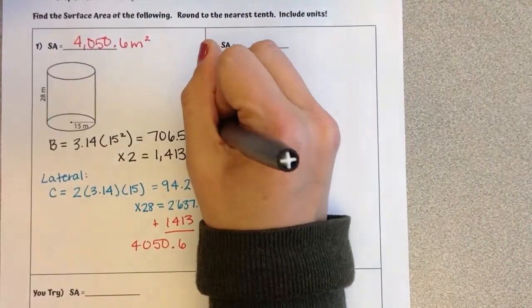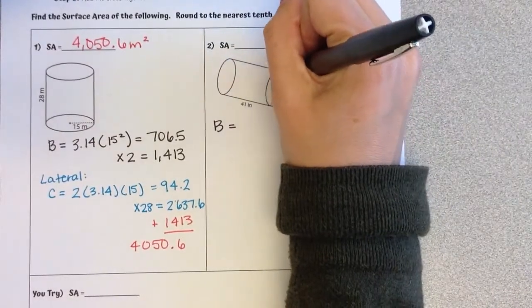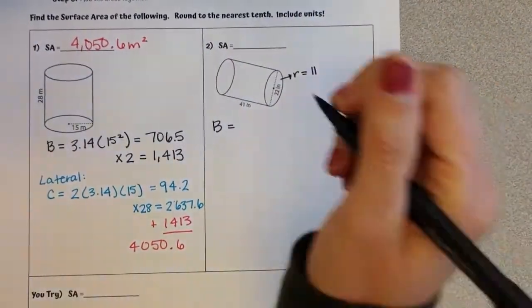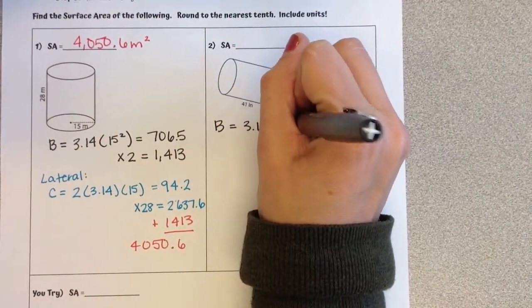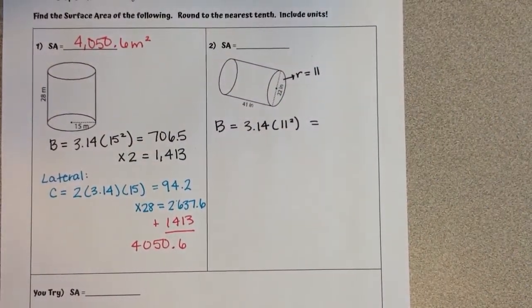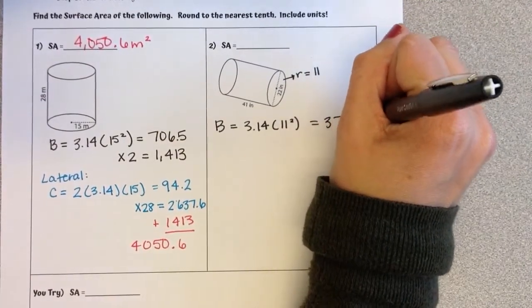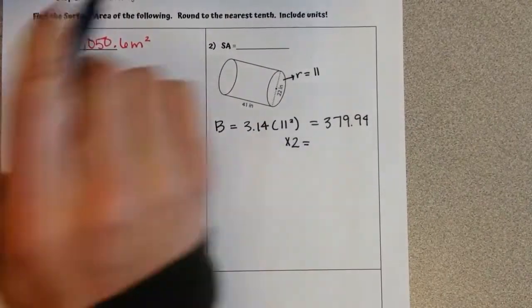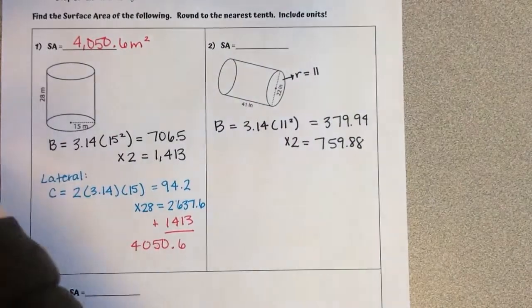I'm going to break it down first into the base. This time we are given the diameter, so I'm going to say that if our diameter is 22, our radius is 11. So the base is going to be pi times our radius of 11 squared. And that gives us an area of 379 and 94/100. But I'm going to multiply that by 2 because we have two bases. And that gives me 759 and 88/100.